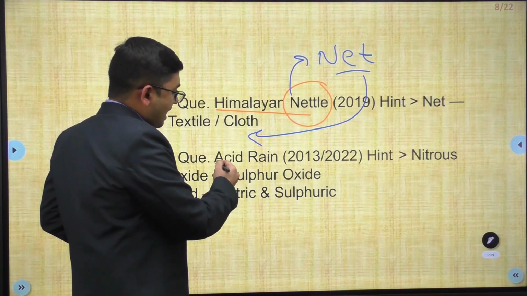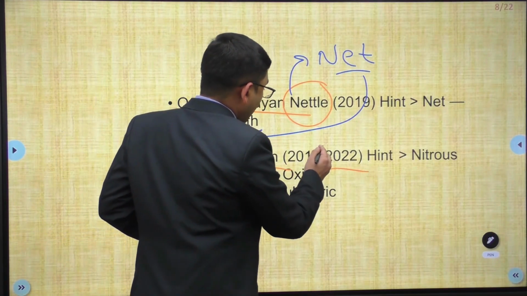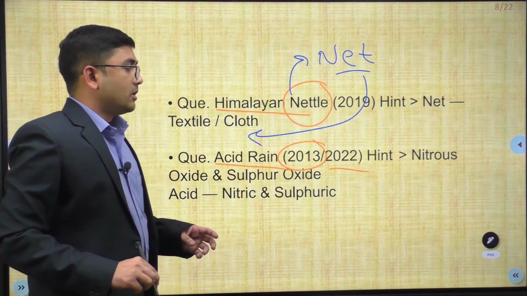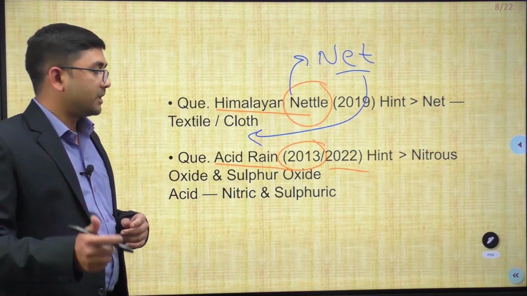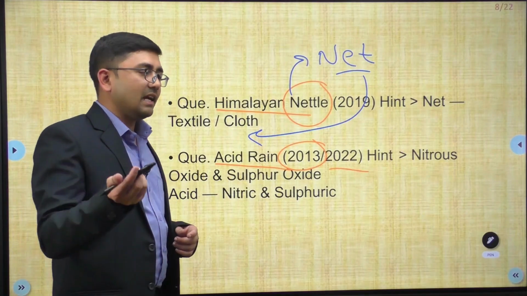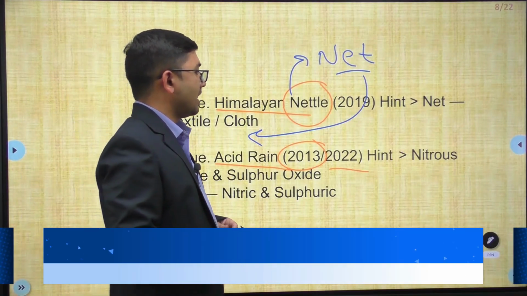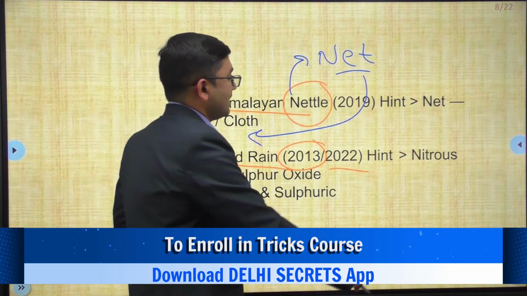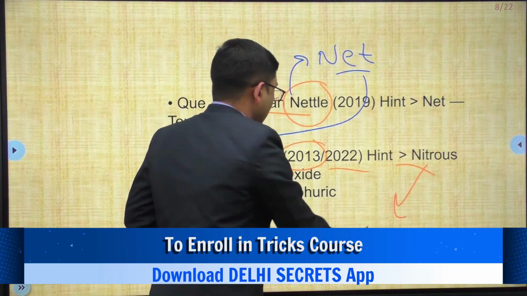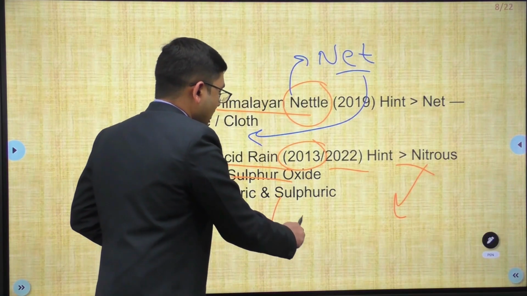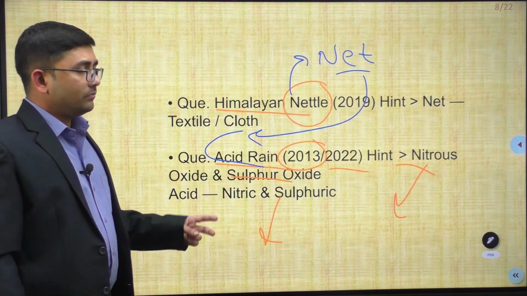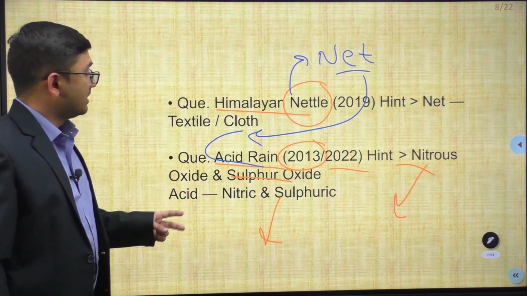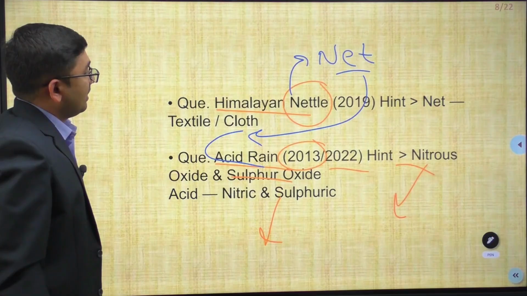Then this question was asked in 2013 and 2022, the acid rain question. Nitrous oxide and sulfur oxide are given in the options. If you are aware of nitric acid and sulfuric acid, then you can come to the direct answer: nitric oxide, nitric acid, sulfur oxide, sulfuric acid. In acid rain, these gases play a vital role. These gases appear in the acid rain phenomenon.